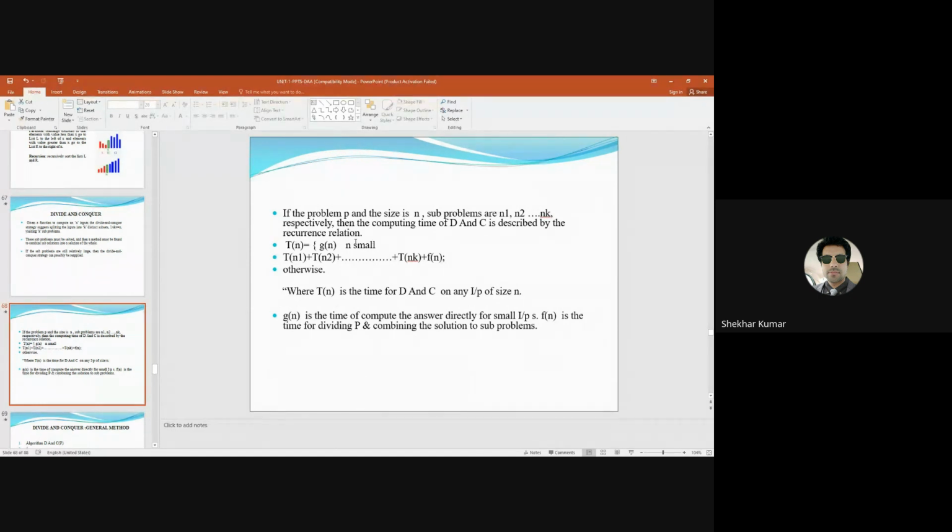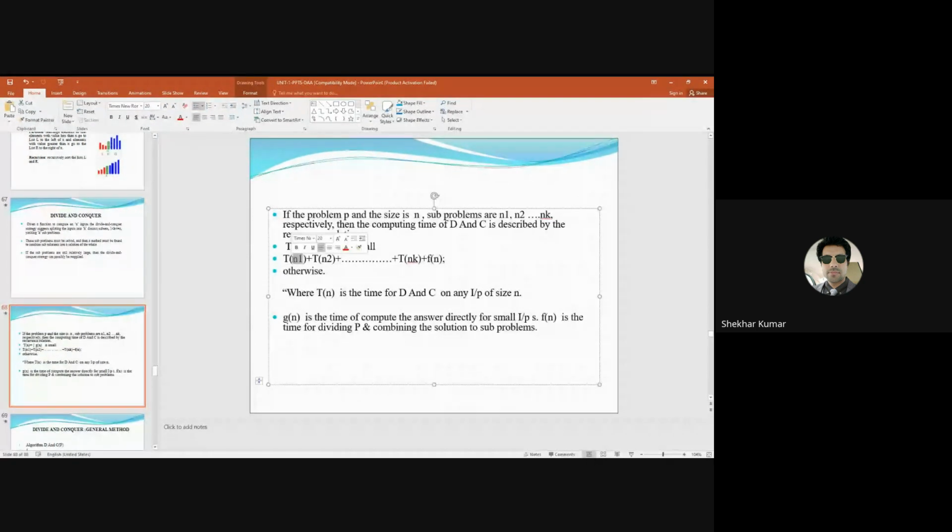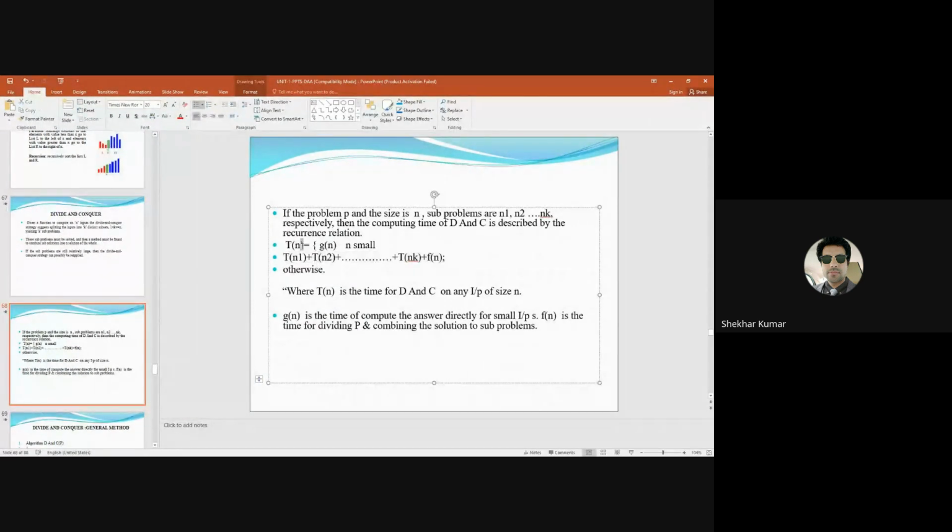For all algorithms, the complexity is described by different types of recurrence relations, the time it is taking. So T(n) is the total time taken to execute the algorithm of size n. That is g(n) for n small. Otherwise it is T(n1), the time taken to solve the n1 problem, plus the time taken for the n2 problem, plus the n3 problem, up to the nk problem. This summation is called T of n, the total time taken.